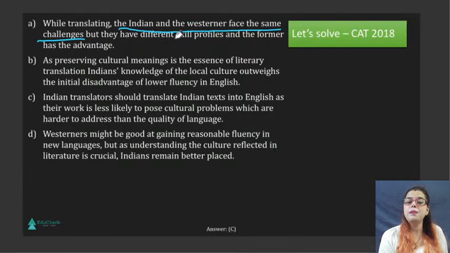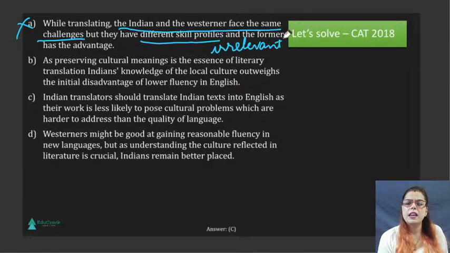But they have different skill profiles. Again, the passage does not talk about skill profiles. So this here is irrelevant. This is what we say, irrelevant. It has some part taken from the passage, something that alludes to the passage, but they have different skill profiles and the former has an advantage. This is not the content of the passage. So we eliminate option A right away.